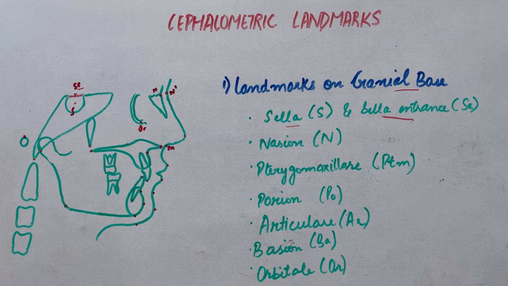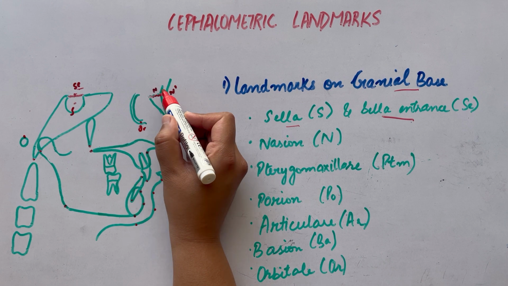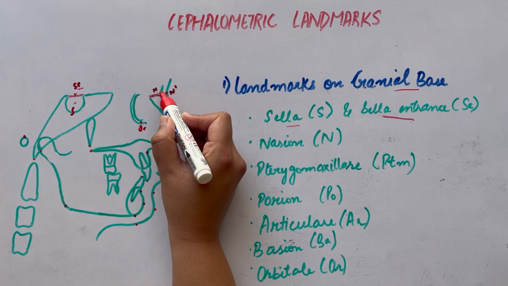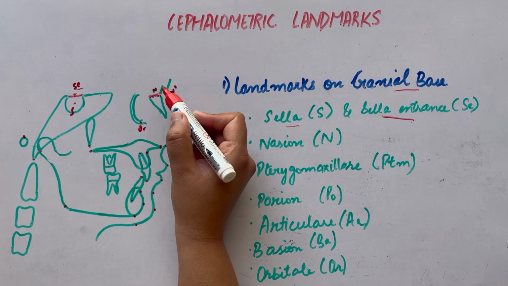The next point is nasion. Nasion is defined as the most anterior point on the frontonasal suture in the mid-sagittal plane. Nasion is the most anterior point on the frontonasal suture. This is the frontonasal suture. This is the most anterior point, which is nasion in the mid-sagittal plane.